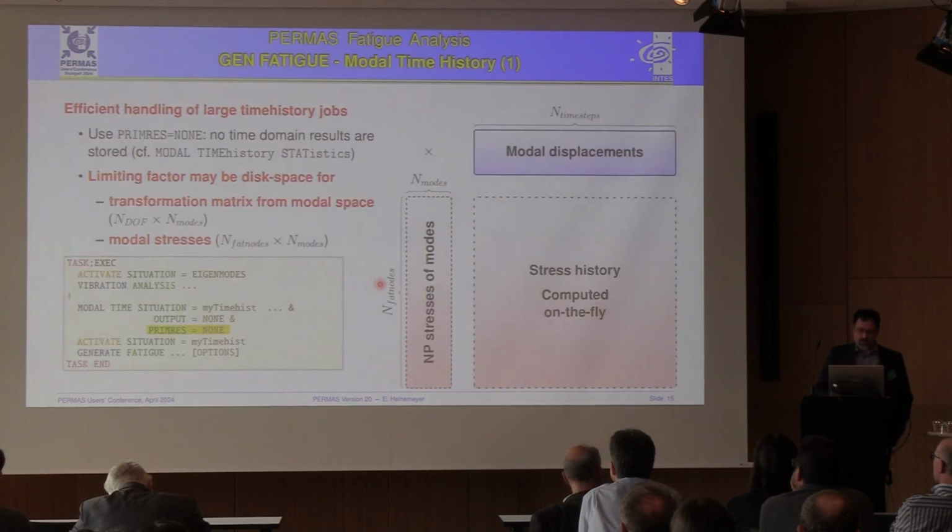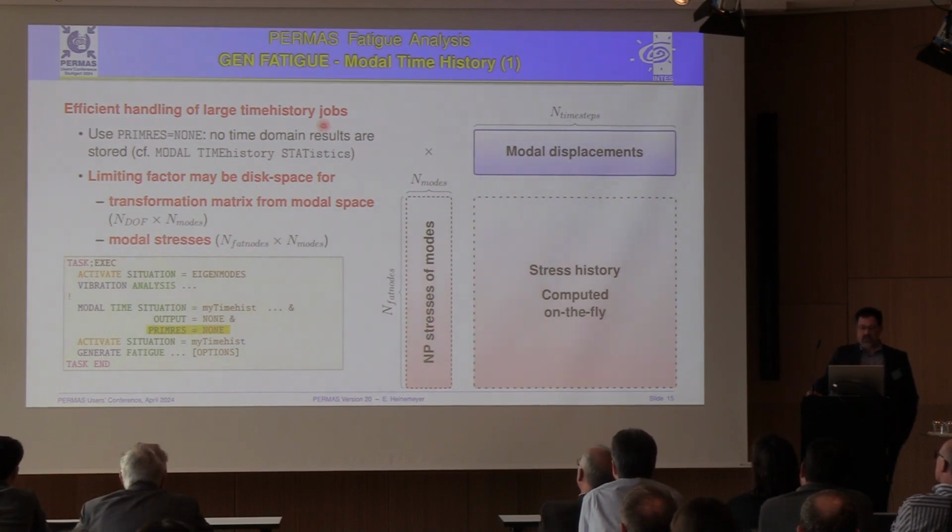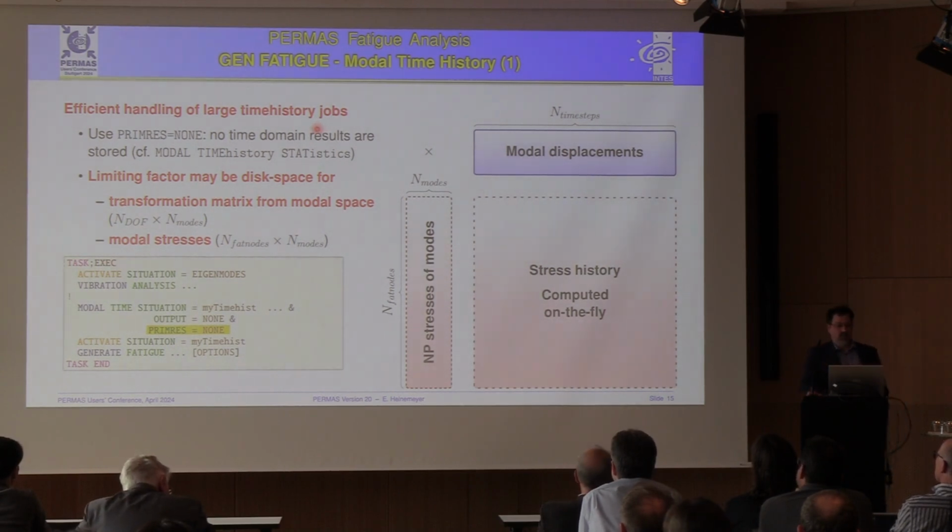So how does this apply, for example, to a modal time history? If we think about handling very large time history jobs, then there are at least two enemies to this, of which the main one is disk space.